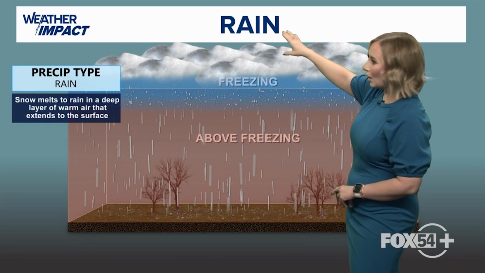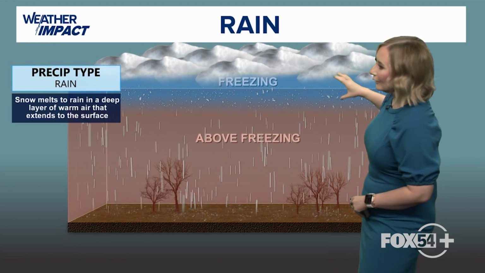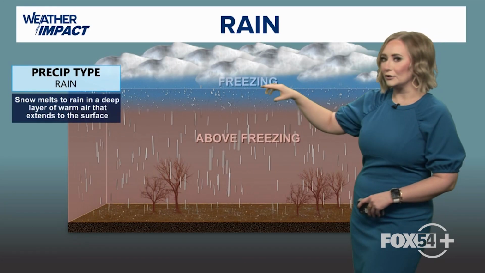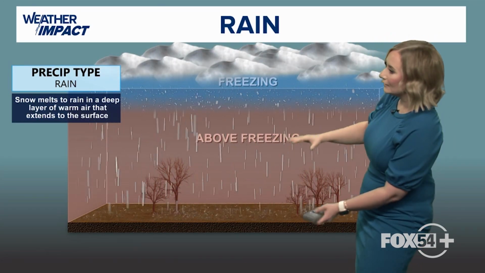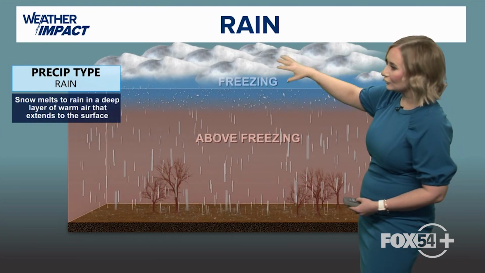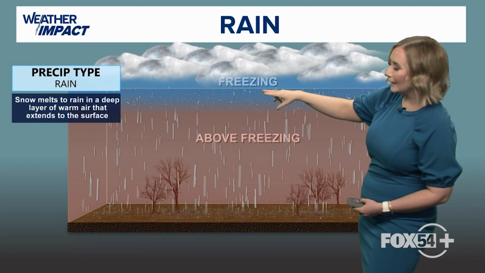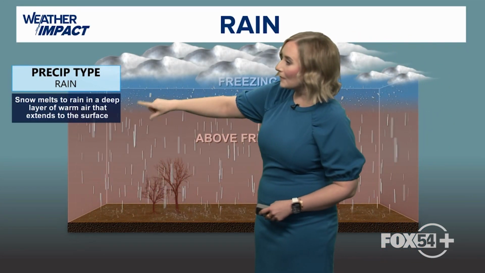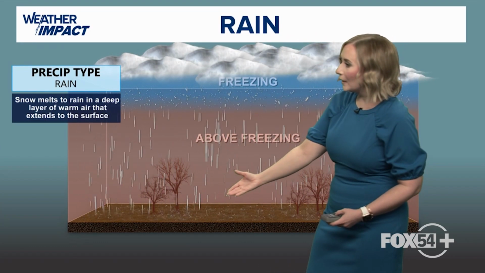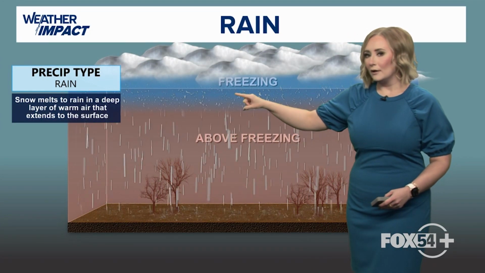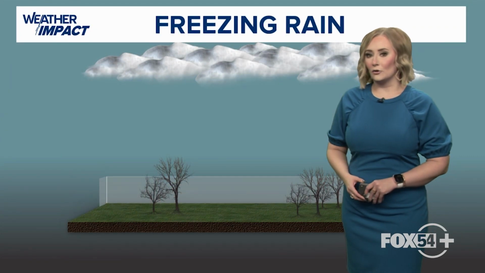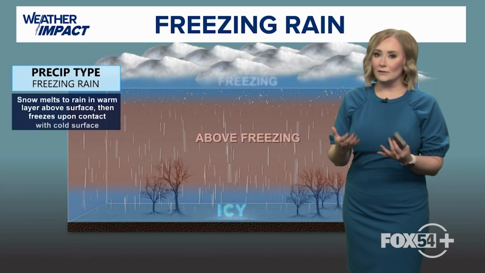So let's start with the most common, which is rain. Every pellet of precipitation that you see that falls to the ground starts as some sort of frozen crystal, also known as snow, because the higher up you get within the atmosphere, the colder temperatures get. So once we see that precipitation starting to fall from the clouds, we are going through a freezing layer. So the snow is going to melt to rain in a deep layer of warm air that you see right here, and that extends all the way to the surface. So that's why once the snow starts to melt, it moves through that warm layer and stays as rainfall until it hits the ground. Now, freezing rain is a little different, but it is still rain.